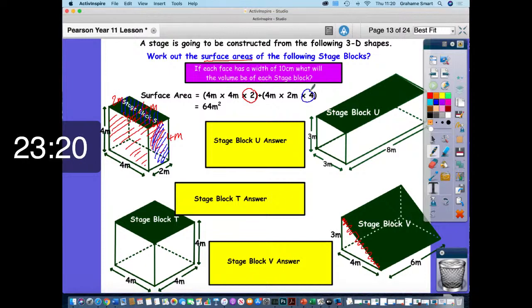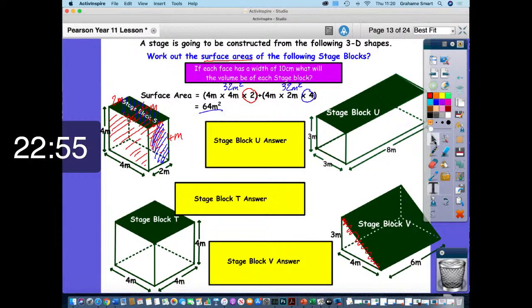Okay, and then it's a calculation issue. So 4 times 4 is 16. 16 times 2 is 32 meters squared. And then 4 meters times 2 is 8 meters squared. 8 meters squared times 4 is also 32 meters squared. Add those together, you get 64 meters squared. So that's stage block S, surface area calculated.